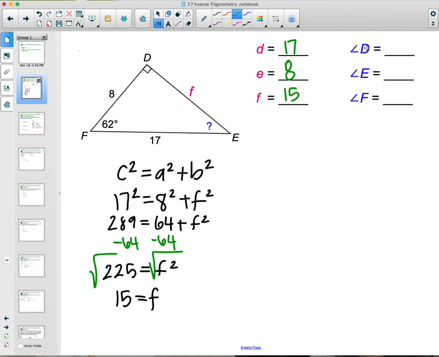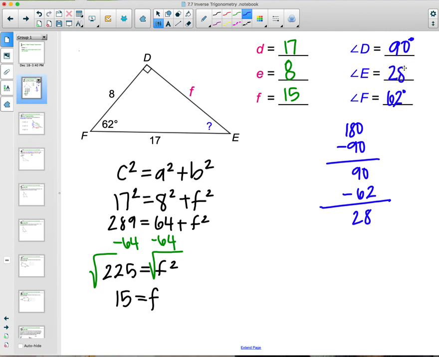So then for the angles, angle D is the 90-degree angle. Angle F is 62 degrees. And then we just need to find this third one. Remember that all the angles total 180. So we'll subtract 90, which will get us 90, and then we'll subtract 62, which will get us 28. So 28 is how big angle E is.